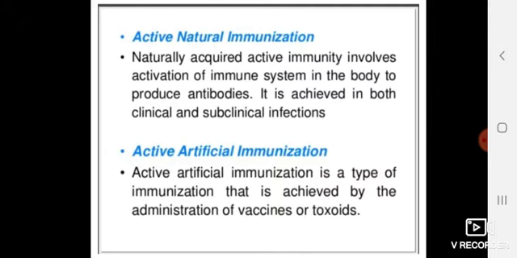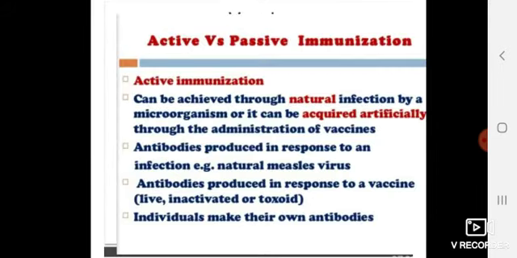At that time the antigen-antibody system will be active, and our memory cells will store everything. Whenever the real infection comes, the body will fight against it. Phagocytosis will be completed, and we will be fully protected. That is active. Then we'll see the difference between active and passive.